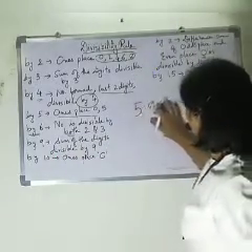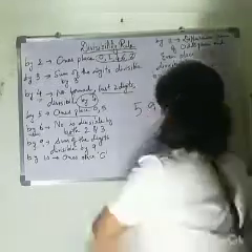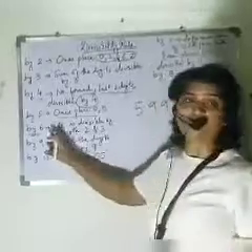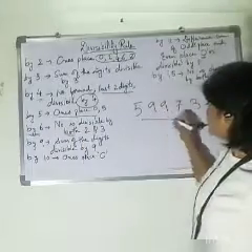Therefore, this number 59973 is not divisible by 9. It's not divisible.